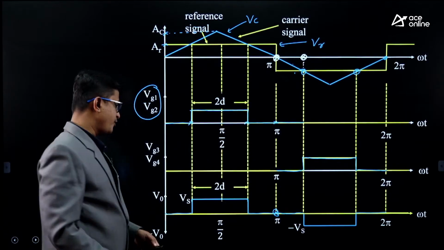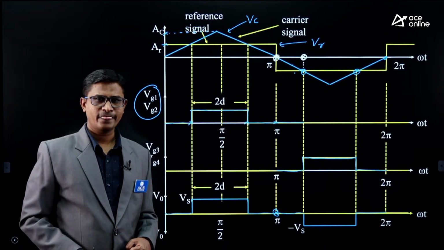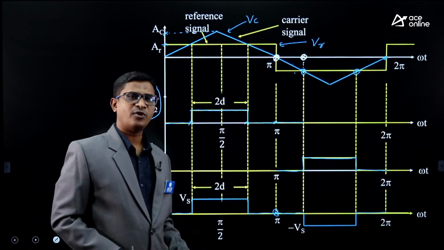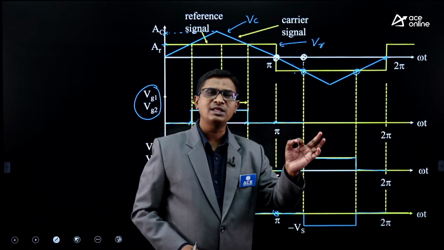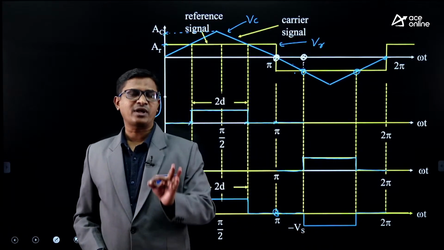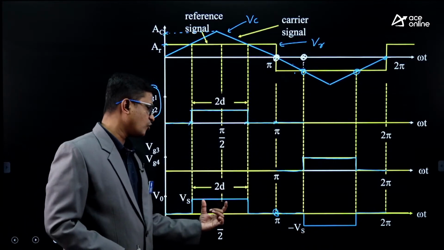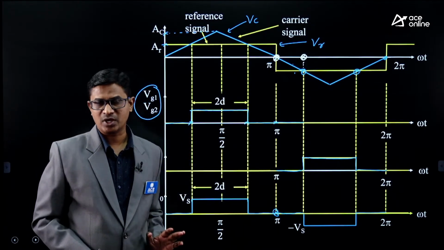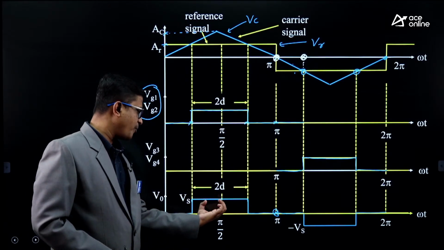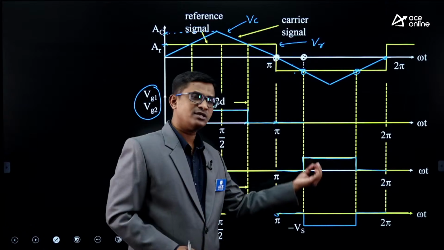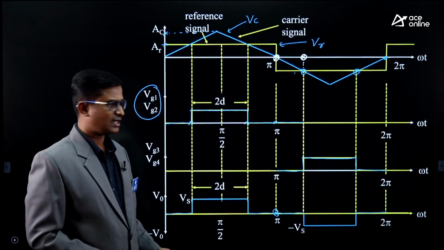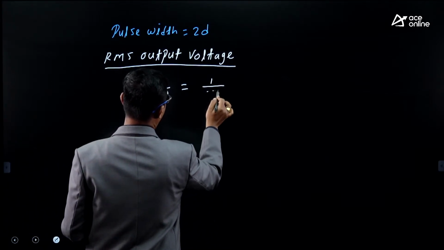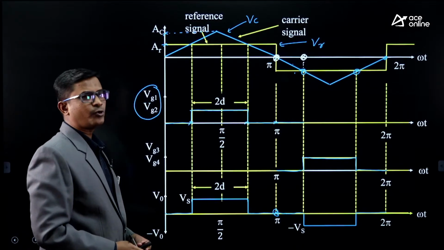If you observe the V0 waveform carefully, whatever waveform we are having from 0 to pi, the same kind of waveform we are having from pi to 2 pi, but the only thing is it is negative. So you can find the RMS value either over 0 to pi or 0 to 2 pi. You will be getting the same answer because the square of positive is positive, square of negative is again positive. You can easily understand. So here I am finding the V0 RMS over only 0 to pi. So it is 1 by pi integration over 0 to pi.